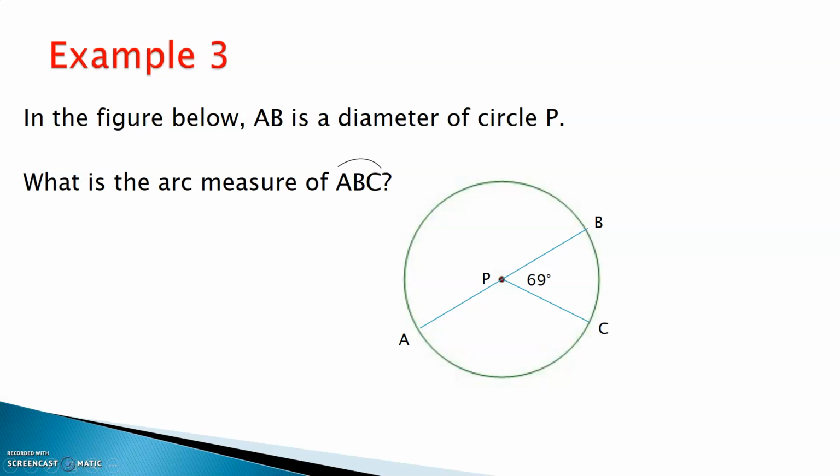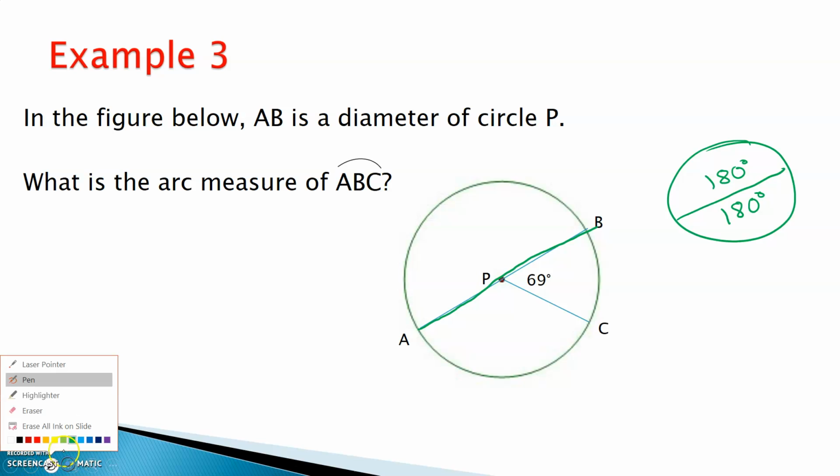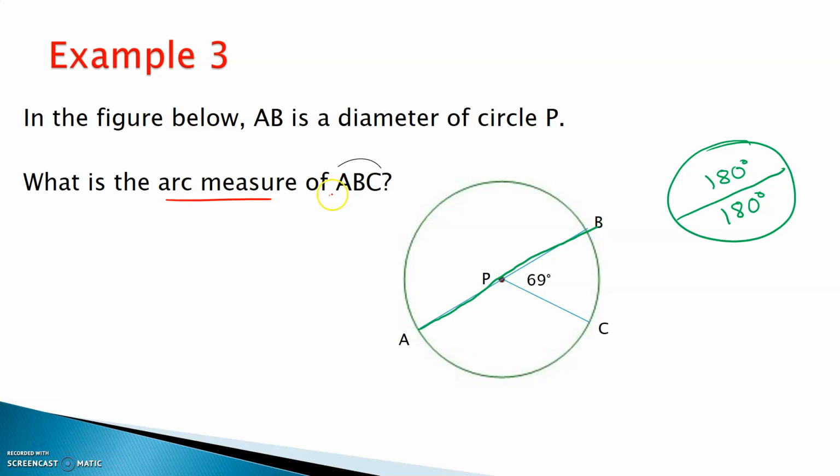It says in the figure below, AB is a diameter. So same thing, right? AB just cut my circle in half. So there's 180 up top, 180 degrees down below. Maybe I can use that here in a second. We'll figure out how. What is the arc measure of ABC? So measure of arc ABC. What is that going to be?